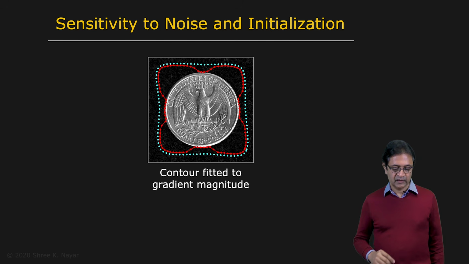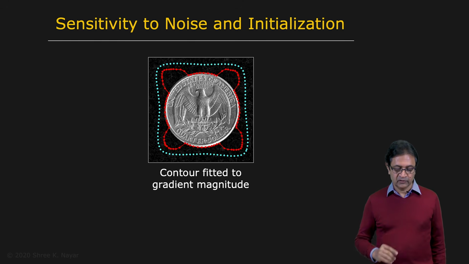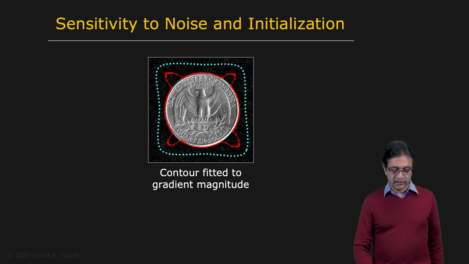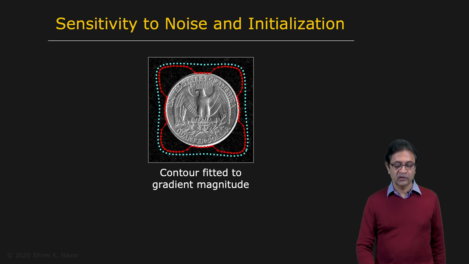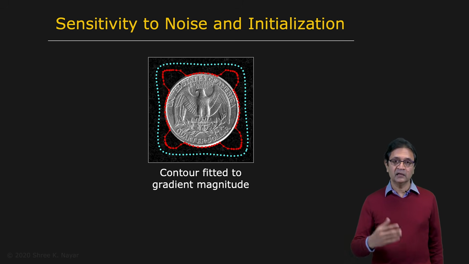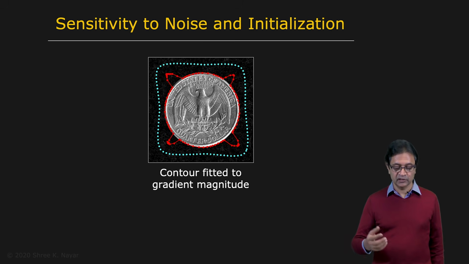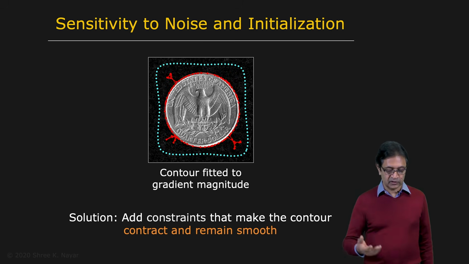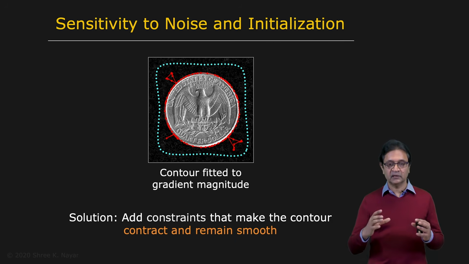So here's the way it works for the object that we were looking at. And let's say that the image itself has some noise in it. And so, yes, by and large, it ends up latching onto the coin. But you also see that towards the end, there are control points that are actually latching onto some of the noise in the image right here. And you see these sudden twists and turns in the contour. And those are things we want to get rid of. In doing so, we would make it less sensitive to noise and less sensitive to the way that the contour itself is initialized. So we want to add more constraints that make the contour contract and remain smooth.